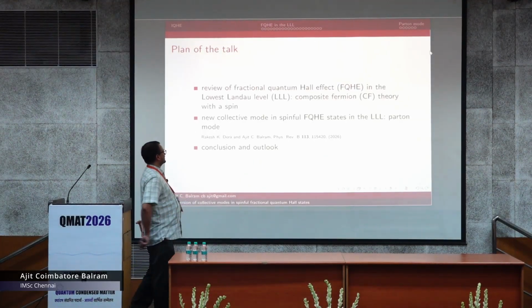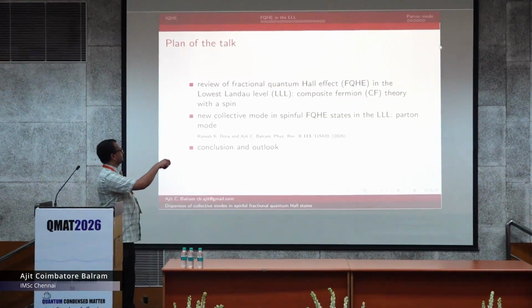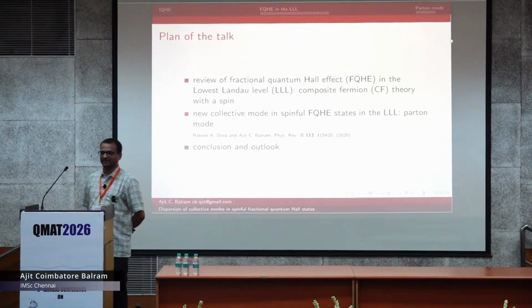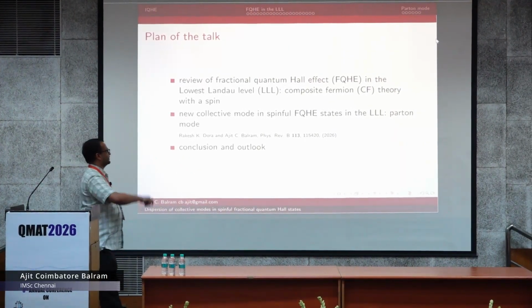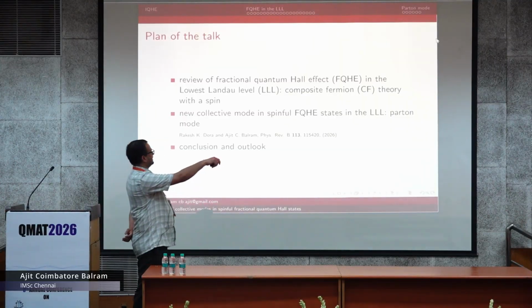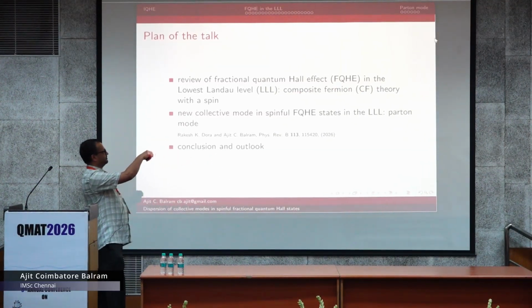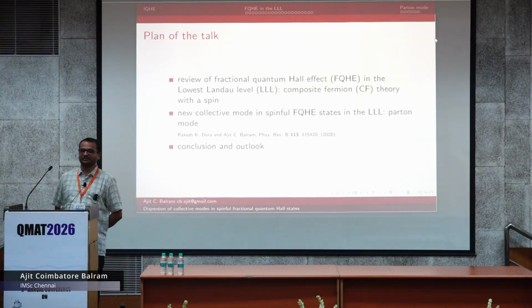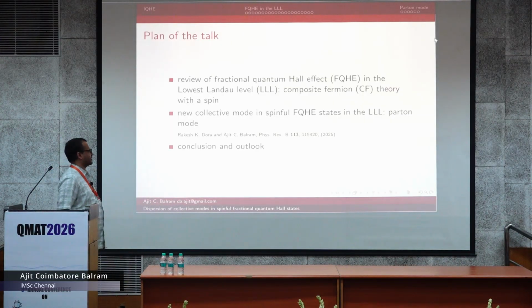Okay, so the plan of the talk is as follows. I'm going to quickly review the fractional quantum Hall effect in the lowest Landau level. We already heard Jainendra speak about this yesterday, but it's going to be a lightning review. And there's going to be a twist, in the sense that I'm going to add a spin degree of freedom to composite fermions. And as we will see, adding this spin degree of freedom adds to the richness of the phenomenology of the quantum Hall effect.